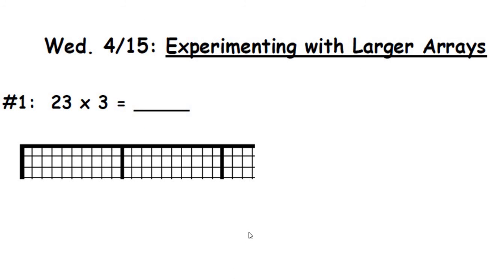So my challenge for you today as you work with these larger arrays is to use that same idea. Find smaller sections and then find the total of the smaller sections and add them together to get the big section total. So for example, in this problem, 23 times 3, I'm going to go ahead and figure out this first section right here. I know that every time I see one of those dark lines, that means I've hit 10 in a row. So here is 10 going across and 3 going down. So that problem right there is 10 times 3, which I know is 30.